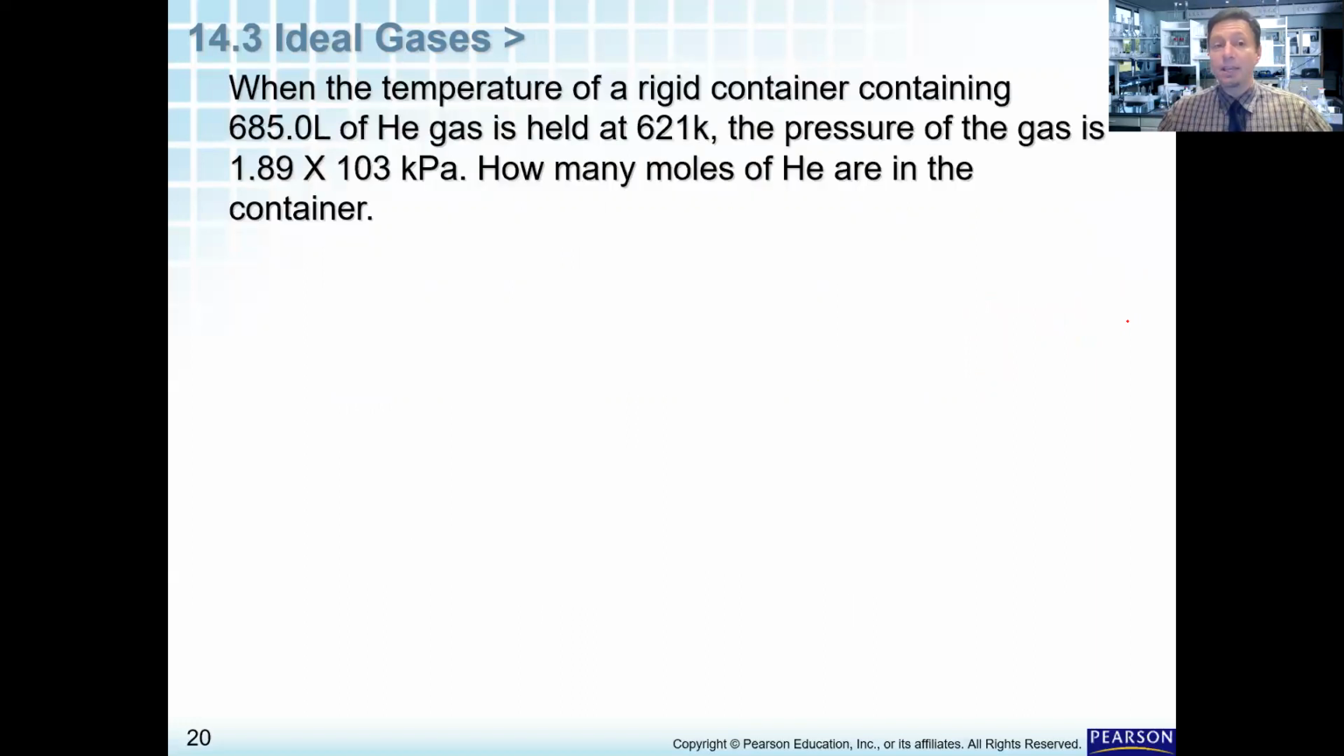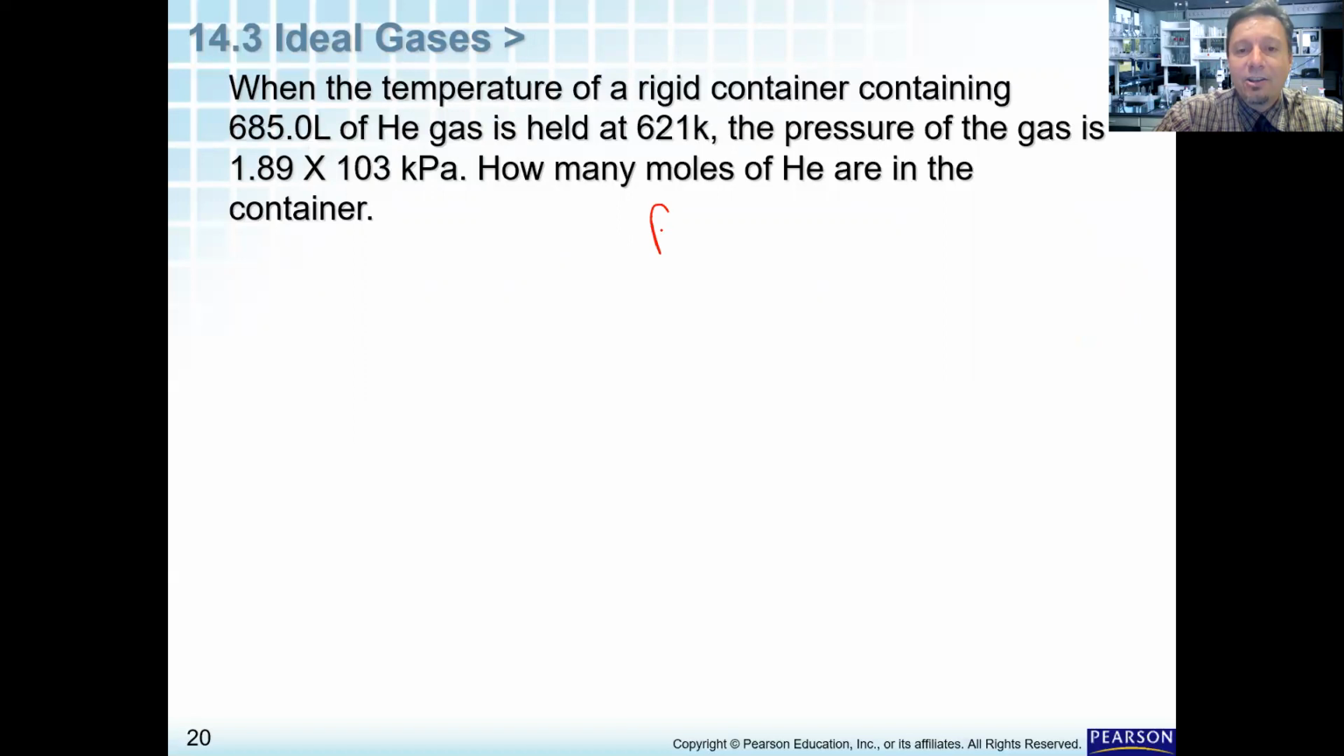All right, let's work a problem together here. When the temperature of a rigid container containing 685.0 liters of helium gas is held at 621 Kelvin, the pressure of the gas is 1.89 times 10 to the third kilopascals. How many moles of helium are in the container? So when I see this, I have one pressure, I have one volume, and it's asking me for moles. That's my clue, the ideal gas law.